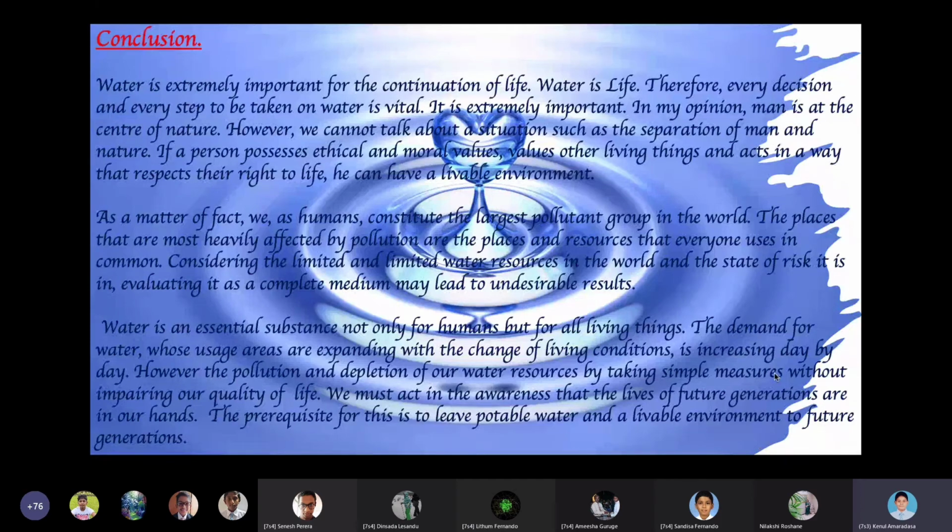We must act in the awareness that the lives of our future generations are in our hands. The precaution for this is to leave potable water and a livable environment to our future generations.